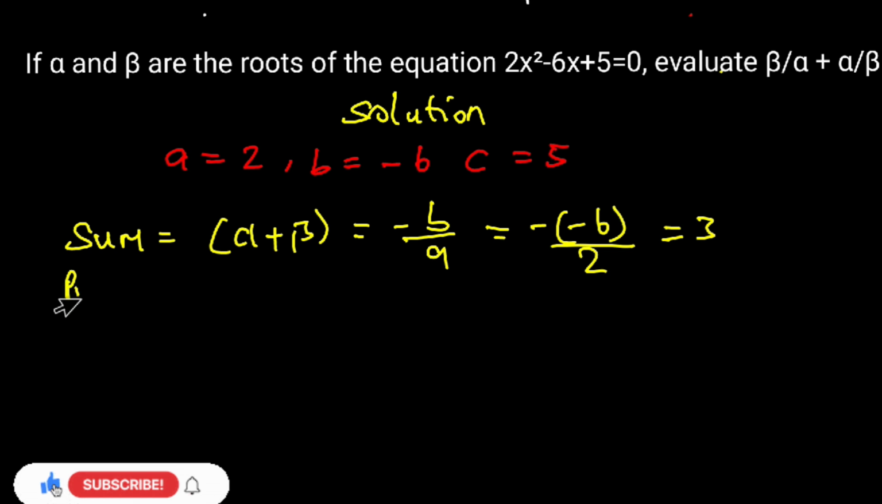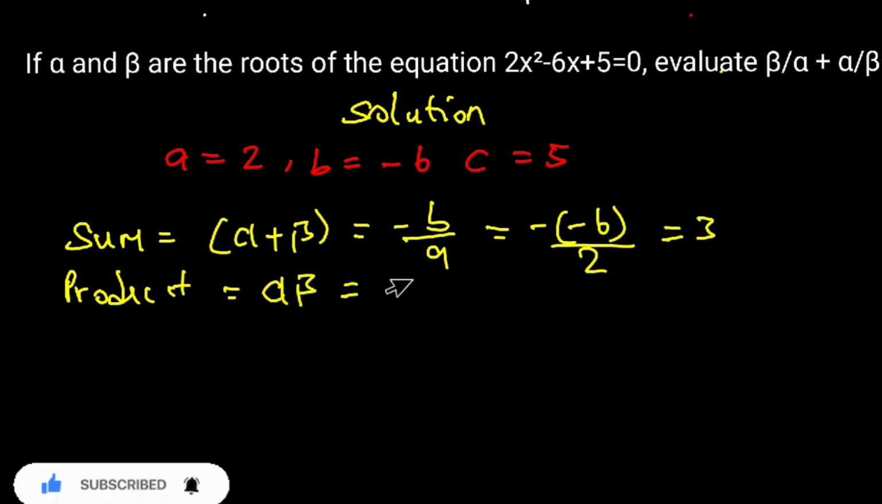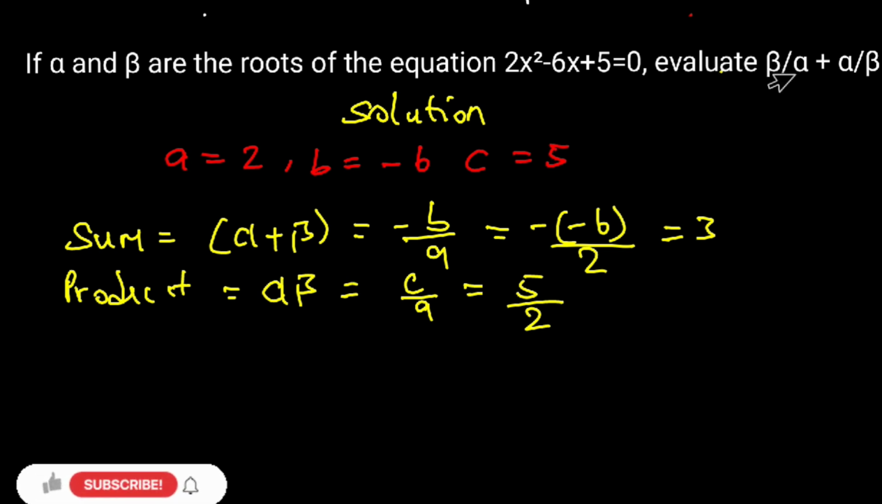Then the product of the roots is given by alpha times beta, which is equal to c over a. Then it is equal to the value of c here, 5, over the value of a here, 2. So these two numbers, 3 and 5 over 2, are the values of the sum of the roots and product of the roots respectively. So let's evaluate beta over alpha plus alpha over beta.